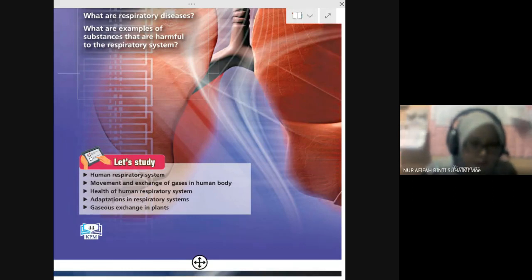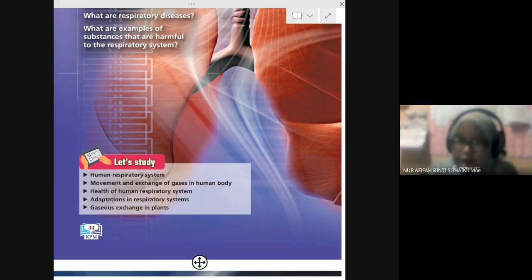Okay, next. When the combination occurs, the oxygen will be transported to the heart, to be pumped to the whole part of your body. Once it has reached the body cell, the oxyhemoglobin will decompose the oxygen and become hemoglobin again. So where does the oxygen go? The oxygen will diffuse into body cell. And at the same time, the body cell will diffuse the higher level of carbon dioxide into alveolus to be breathed out.